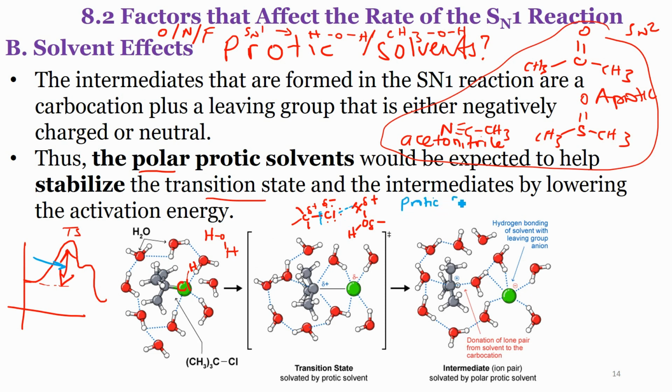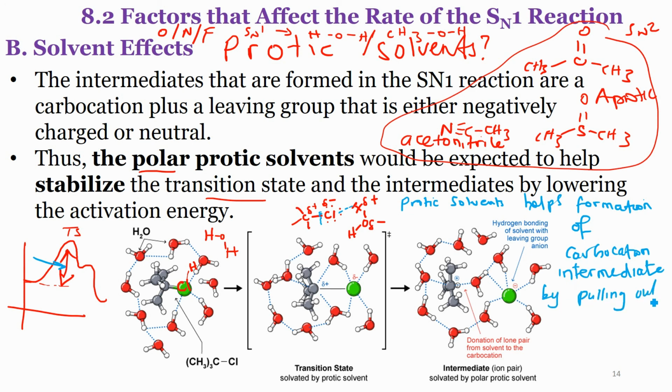So let me write that down. Protic solvents help formation of the carbocation intermediate, and we want that for SN1. We don't want that for SN2. Protic solvents help formation of the carbocation intermediate by pulling out the leaving group, for example, pulling out Cl minus. And of course, that happens by H bonding.